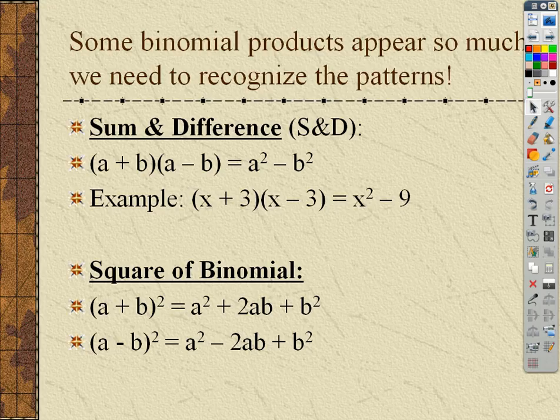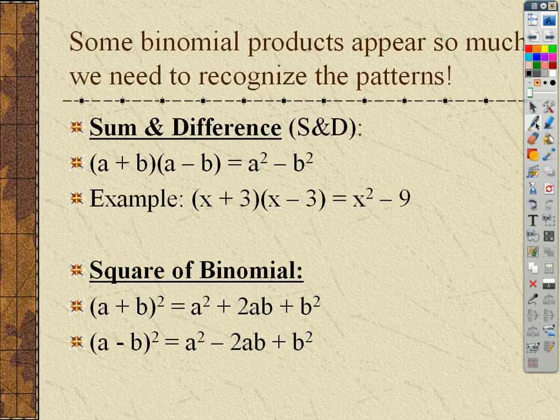Okay. What about the square of a binomial? A plus b quantity squared. Now we could FOIL this out, but it's just nice to know what it is. It always follows this pattern. It's going to be the first term squared plus 2 times the product of the 2, 2 times a times b, plus the last term squared. Okay? So you got to know this one.